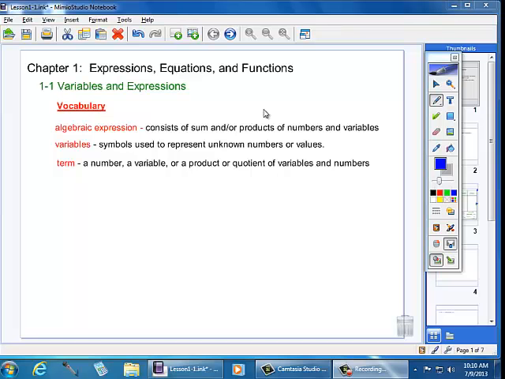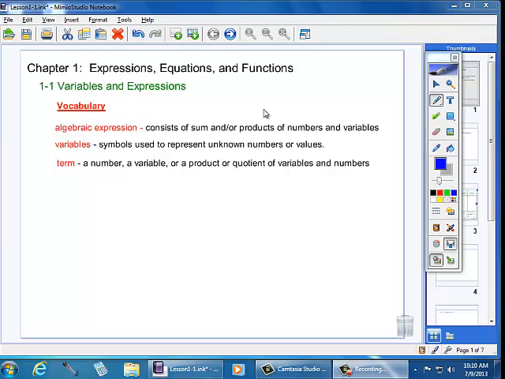Beginning chapter 1 today: expressions, equations, and functions. Three words we're going to learn throughout this chapter. We're going to start with section 1, called variables and expressions. With all new chapters, you usually get a ton of vocab words. Note. So let's go through them.